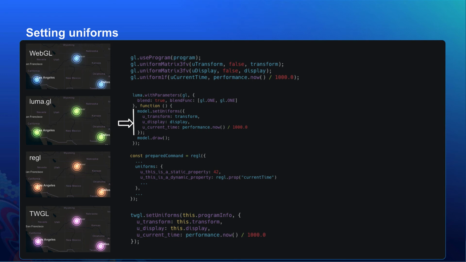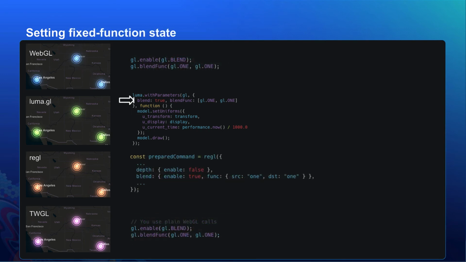Fixed function state. 2 of the 3 libraries feature safe state management and protection against inconsistent manipulation of the shared state. In LumaGL, you can call the withParameters function and specify some fixed function state and a callback. The state will be changed before the callback is called and restored afterwards. In ArcGIS, once again, this is achieved through sections in the command declaration. The state that you set will apply only to that command and will be reset to default once the command completes. In Twiggle, there is no abstraction over the fixed function state. We are free to set it as needed using standard GL calls.